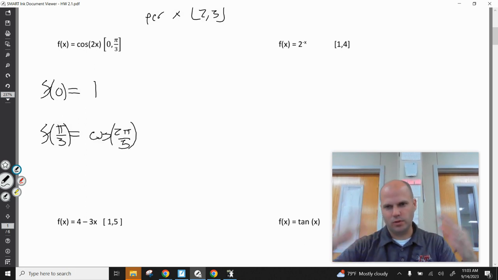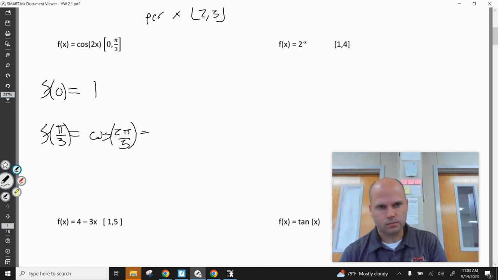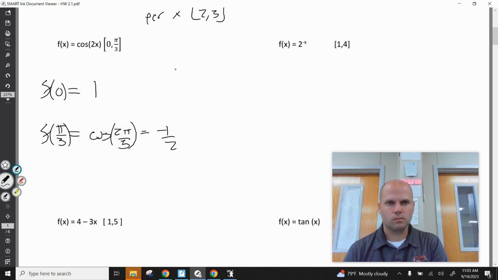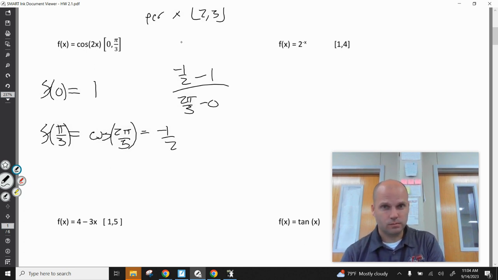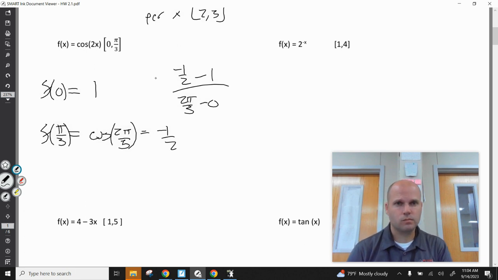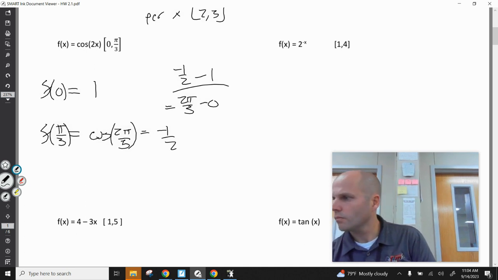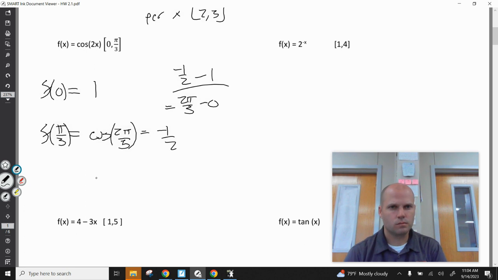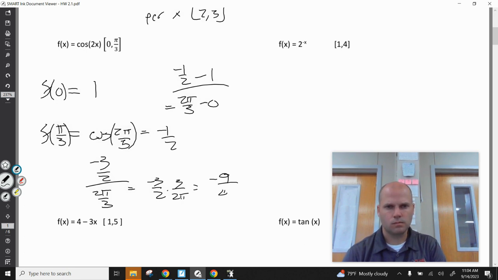I'm not going over this because it's a slope formula, and you guys know how to do this. If anything's confusing, it's dividing fractions, but whatever, suck it up. Yeah, it's fine. On average, the function goes down 9 over 4 pi y's per x from 0 to pi over 3.